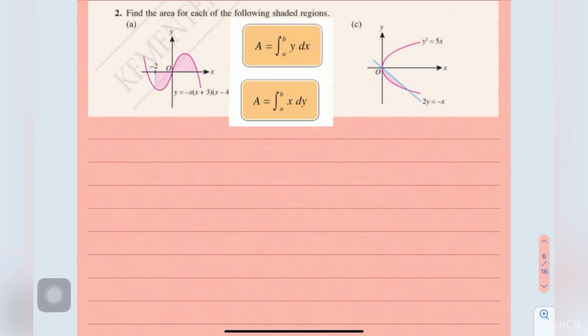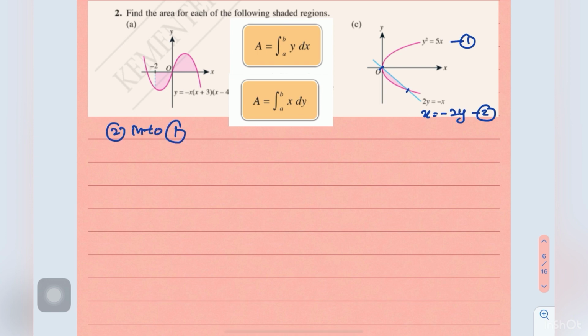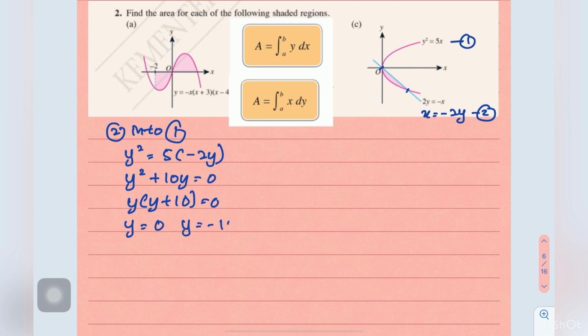Question 2c, find the shaded area. So find the limits first. The limits are the intersection points, so we use simultaneous equations. This is equation number 1, and equation number 2 is x equals negative 2y. Substitute 2 into 1: y squared equals 5 times negative 2y. So y squared plus 10y equals 0, y(y plus 10) equals 0, y equals 0, y equals negative 10. When y equals 0, find the coordinate x: x is 0. When y equals negative 10, x is 20. So y equals negative 10 right here, and this one is 20.